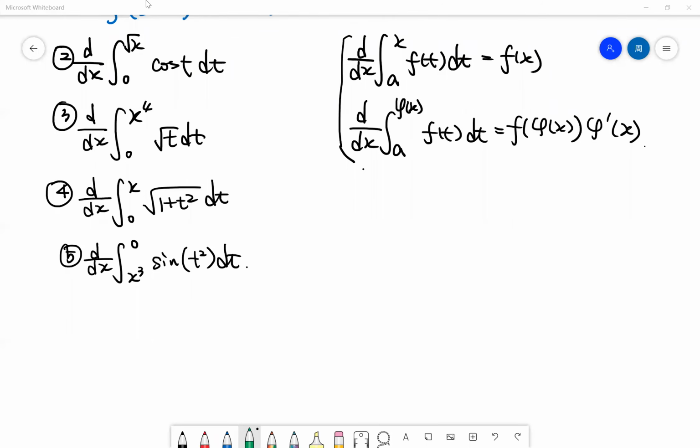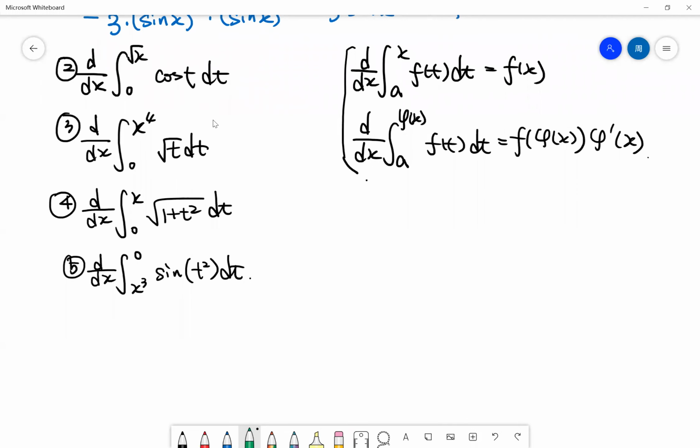Here, Roy, since you are late, we are now learning these two formulas. So you can first write down these four exercises, and then I will explain how to use these two formulas, okay?